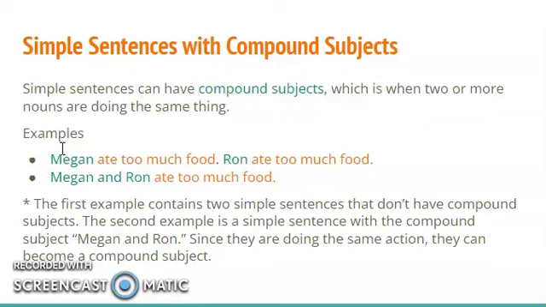Instead, what you would do is you would combine Megan and Ron into a compound subject, and you would say Megan and Ron ate too much food. And so that is still a simple sentence because they become one subject that is doing one action. By adding them together with and, we're compounding them and making them a group doing the same single action.